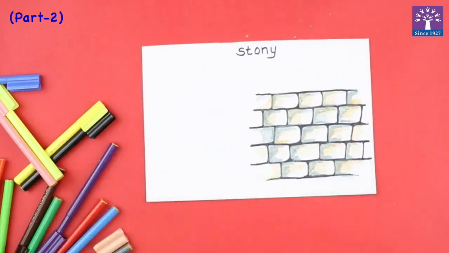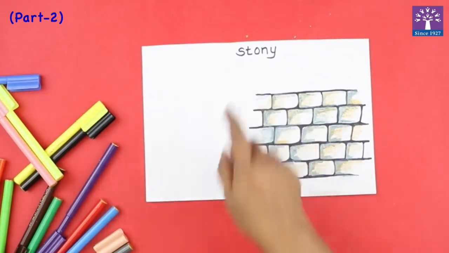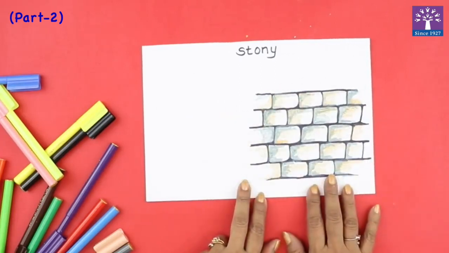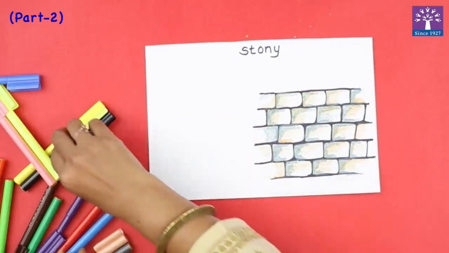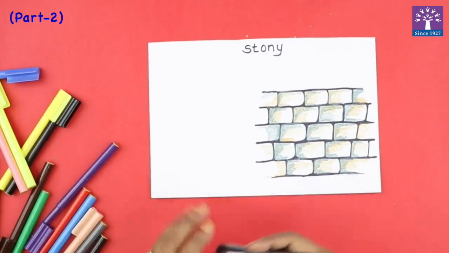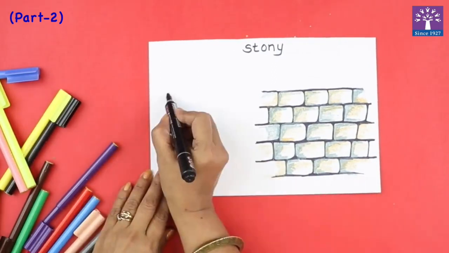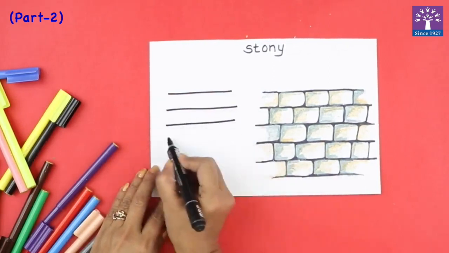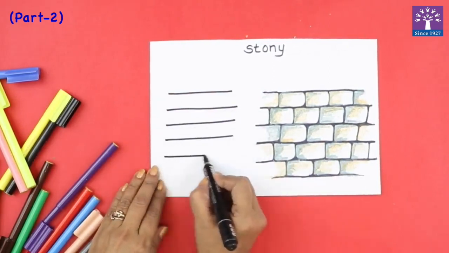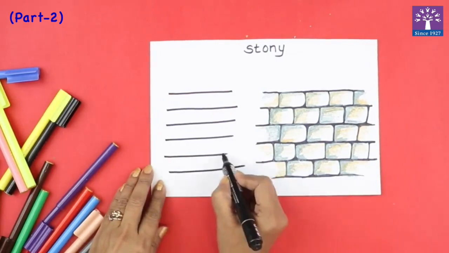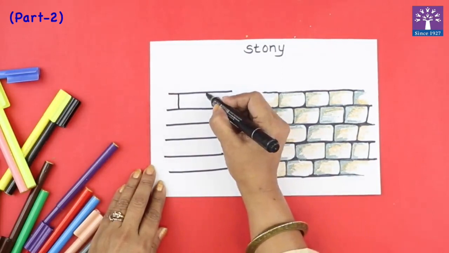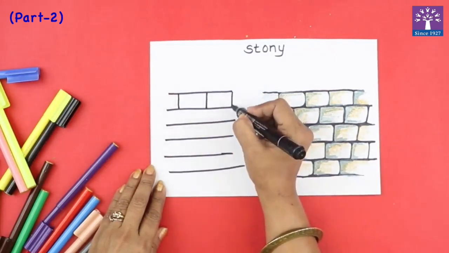Can you guess what texture this is? Yes, stony. When you see this picture, you feel that you are looking at a stone wall. So how are we going to create this texture? It's very easy. We'll draw some horizontal lines. Then short vertical lines.